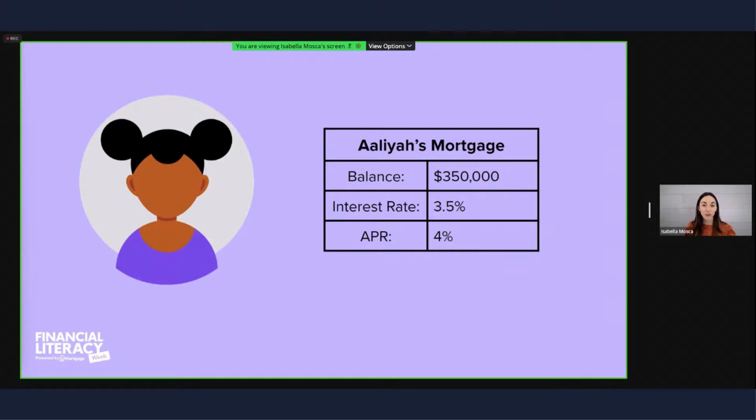Aaliyah just bought her first home. For her, we are going to see how APR works in terms of a mortgage. She recently bought a home for $350,000. As she was reviewing her mortgage options, she determined the best deal available to her was a mortgage that offered a 3.5% interest rate and an APR of 4%. Some of the other details of Aaliyah's mortgage will give us the full picture of APR.